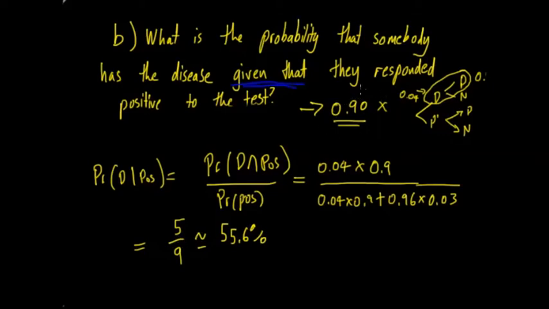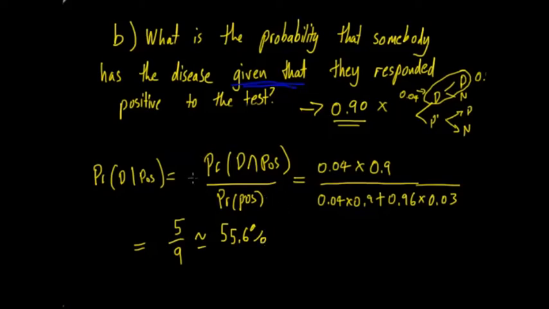So it's interesting how you think, oh, it's probably about 90%, but actually it's 55.6%. If somebody said to you, you responded positive to this test, you only actually have a 55.6% chance of having the disease. So why is that the case?